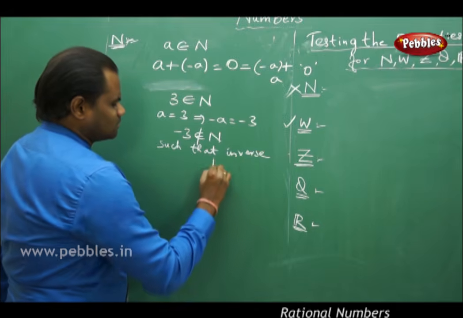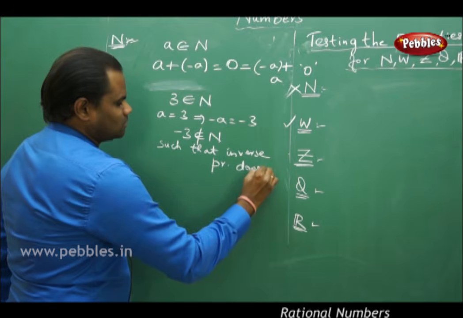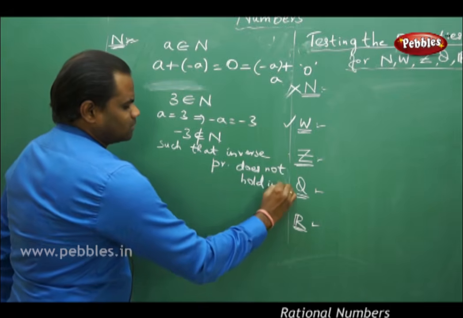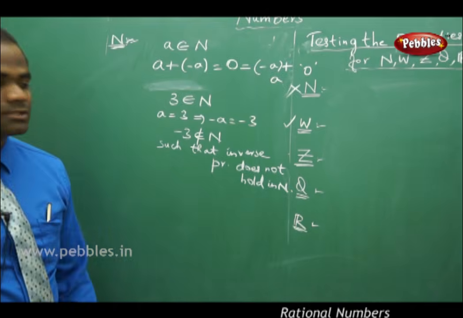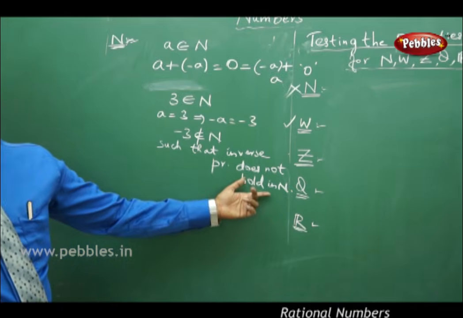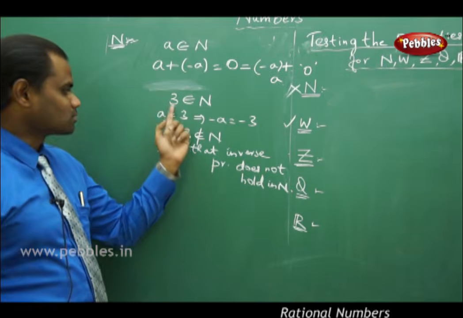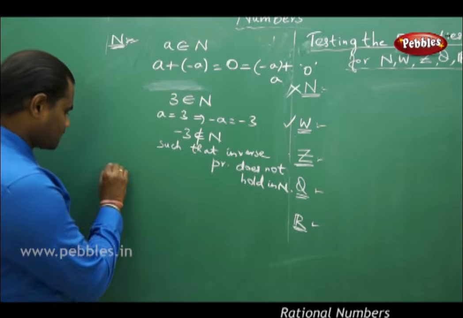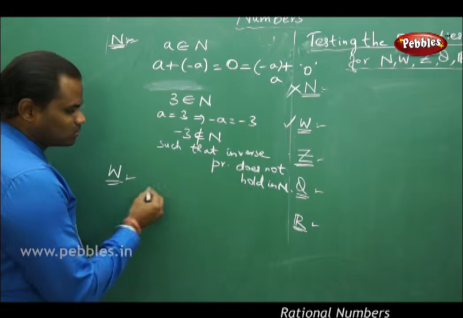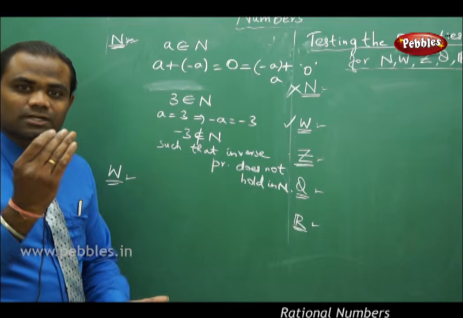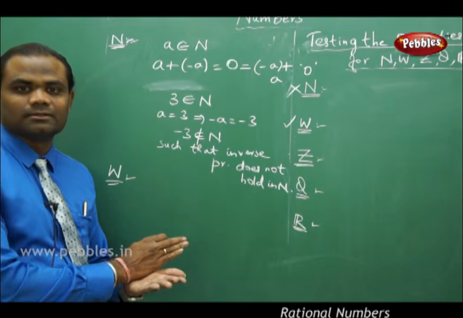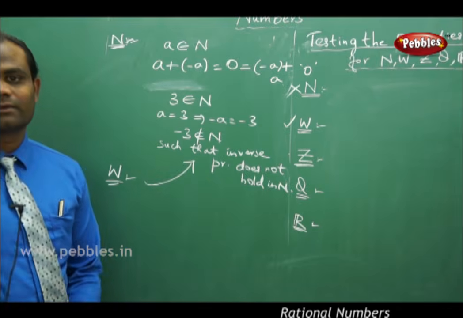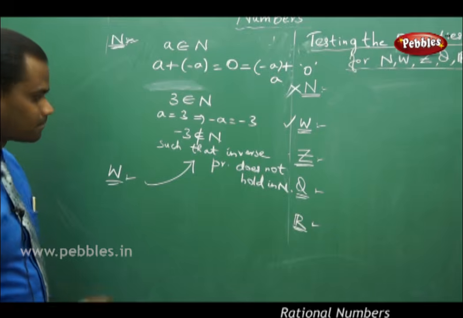So the inverse property does not hold in natural numbers, and the failure is only because the positive numbers do not have negative numbers in the set of natural numbers. The same is the case with whole numbers, because you take any whole number, the first and foremost whole number is 0, you don't have the negative numbers, therefore the whole numbers also do not hold the inverse property.